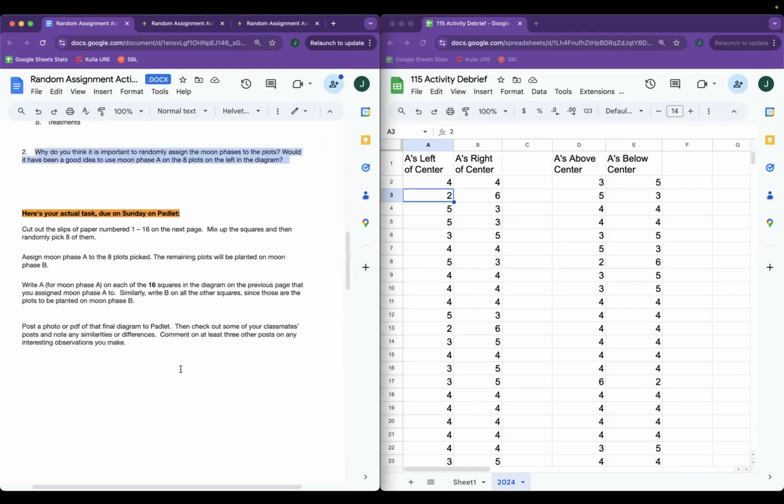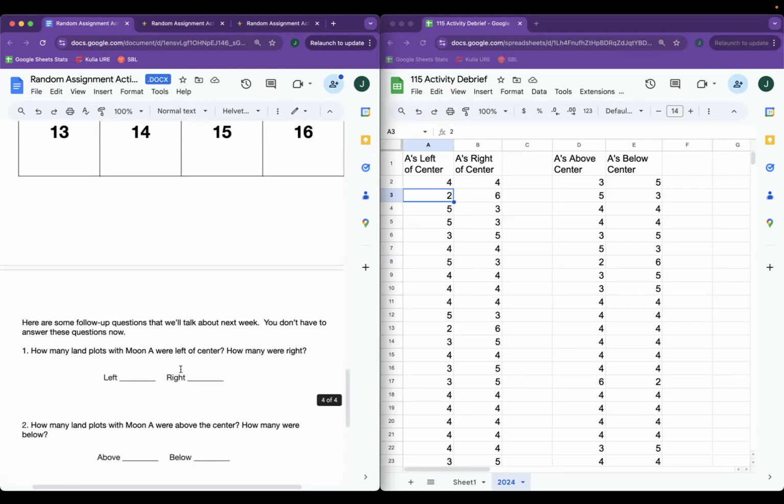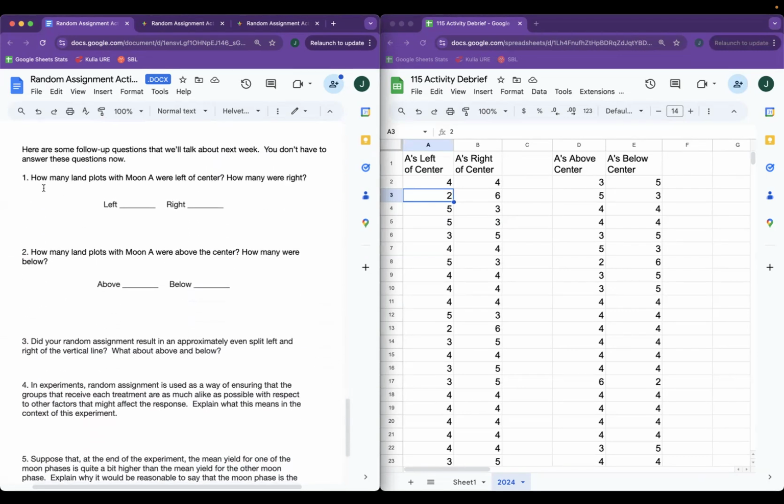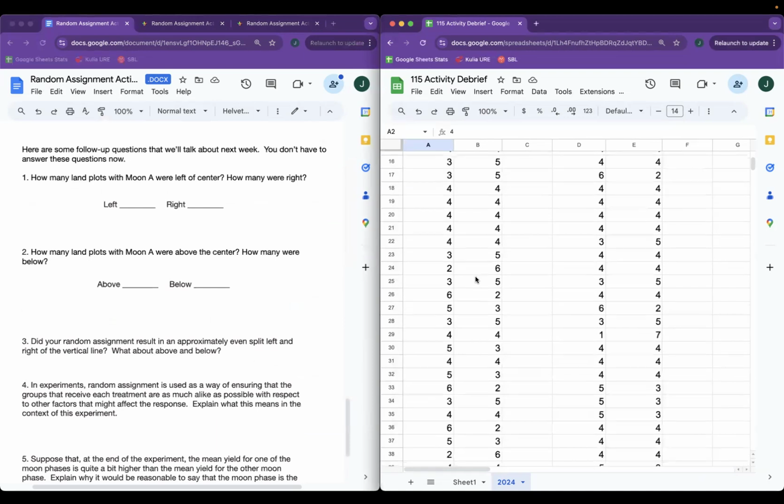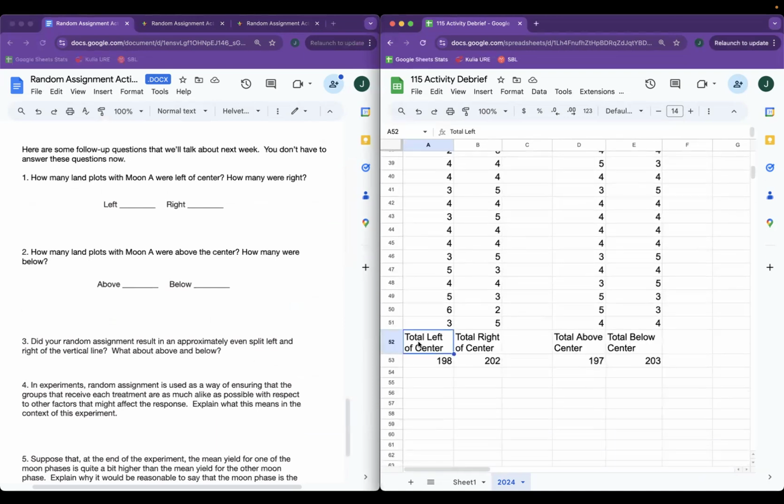Okay, so let's see. We did the task, I recorded the tallies, let's see the results. Here are some follow-up questions. How many land plots with moon A were left of center and how many were right? So here I have the recorded results, and let's see what they were. Total left of center, so I combined results from both of my sections: 198 left and 202 to the right.